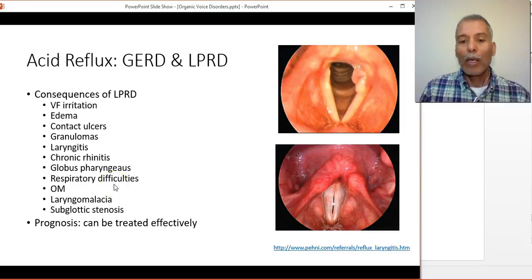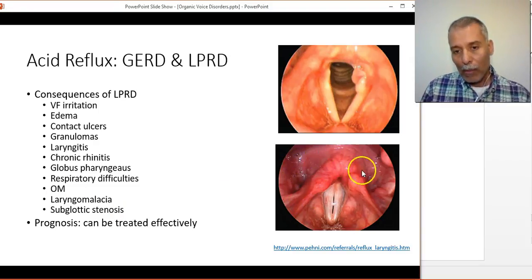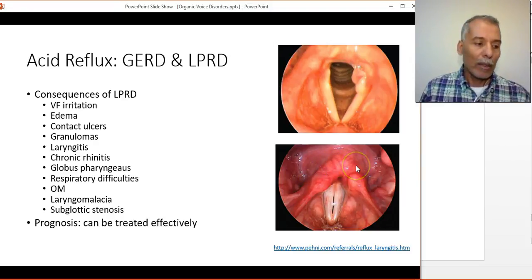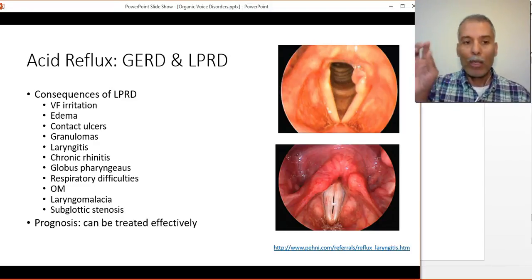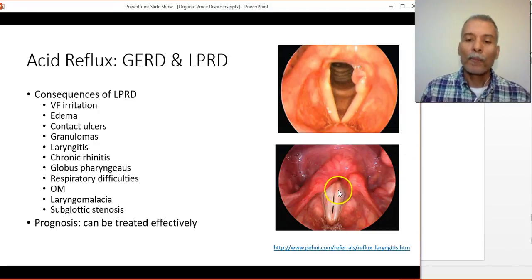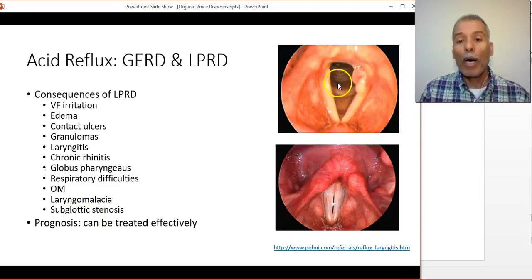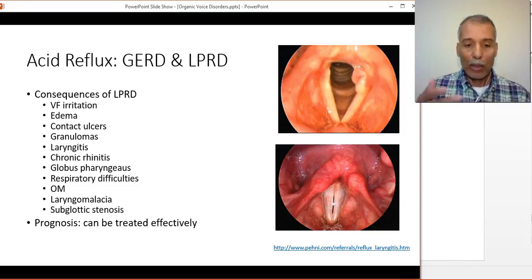And then respiratory difficulties, and also there's middle ear infections, otitis media, because the space is invaded by this fluid. Especially in babies, they have smaller mechanisms, and the ventilation is not as optimal, and when you have swelling and different changes in the tissue, and in addition to this, all this acid could escape to the eustachian tube, and then it creates middle ear infections. Laryngomalacia, there's also subglottic stenosis. All of this could be caused by LPRD, and of course, when the person is diagnosed by the specialist and they go through a course of treatment, in 3 months, that problem could resolve.